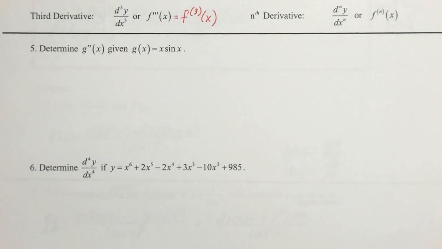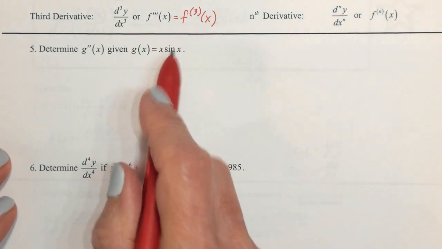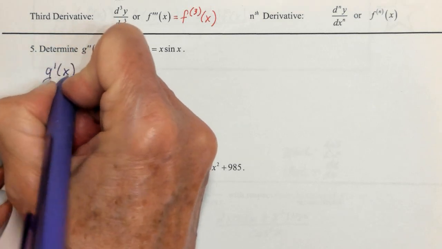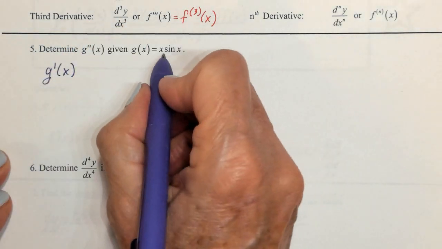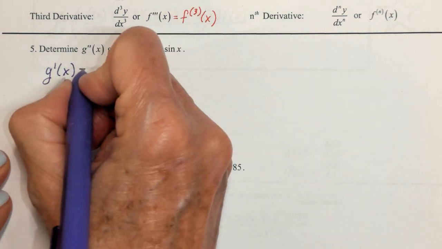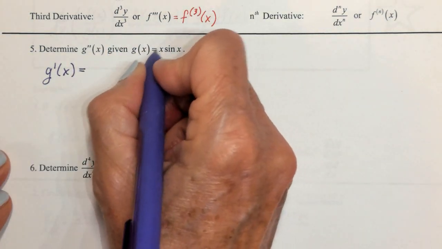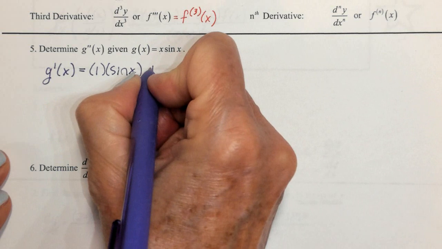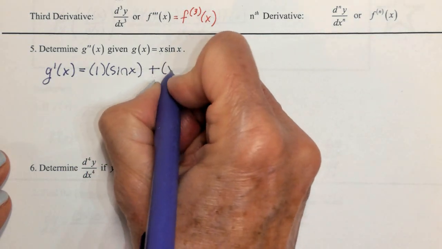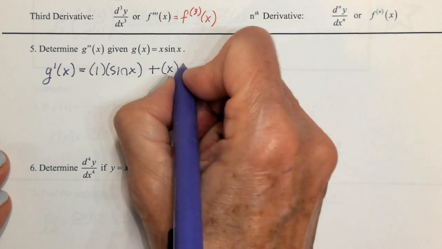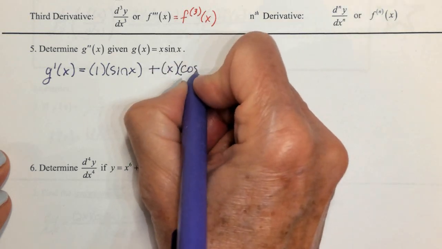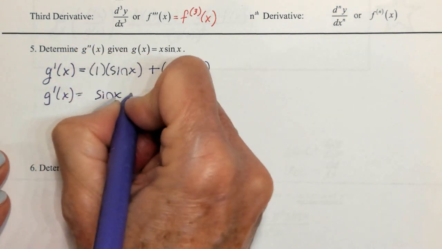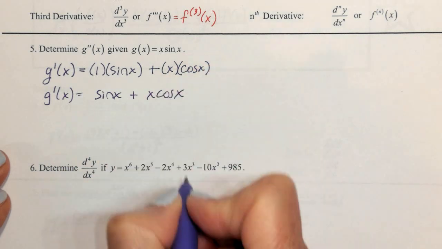Okay, so let's do number 5 here. Let's determine g double prime, given that this is g of x. All right, well, first we're going to find g prime, and then we will take the derivative of it. So I look at g, and it's a product, so I'm going to use the product rule. The derivative of the first thing is 1 times the sine left alone, plus, for product rule, now I'm leaving the x alone and multiplying by sine x. The derivative of sine x is cosine x. So g prime is equal to sine x plus x cosine x.